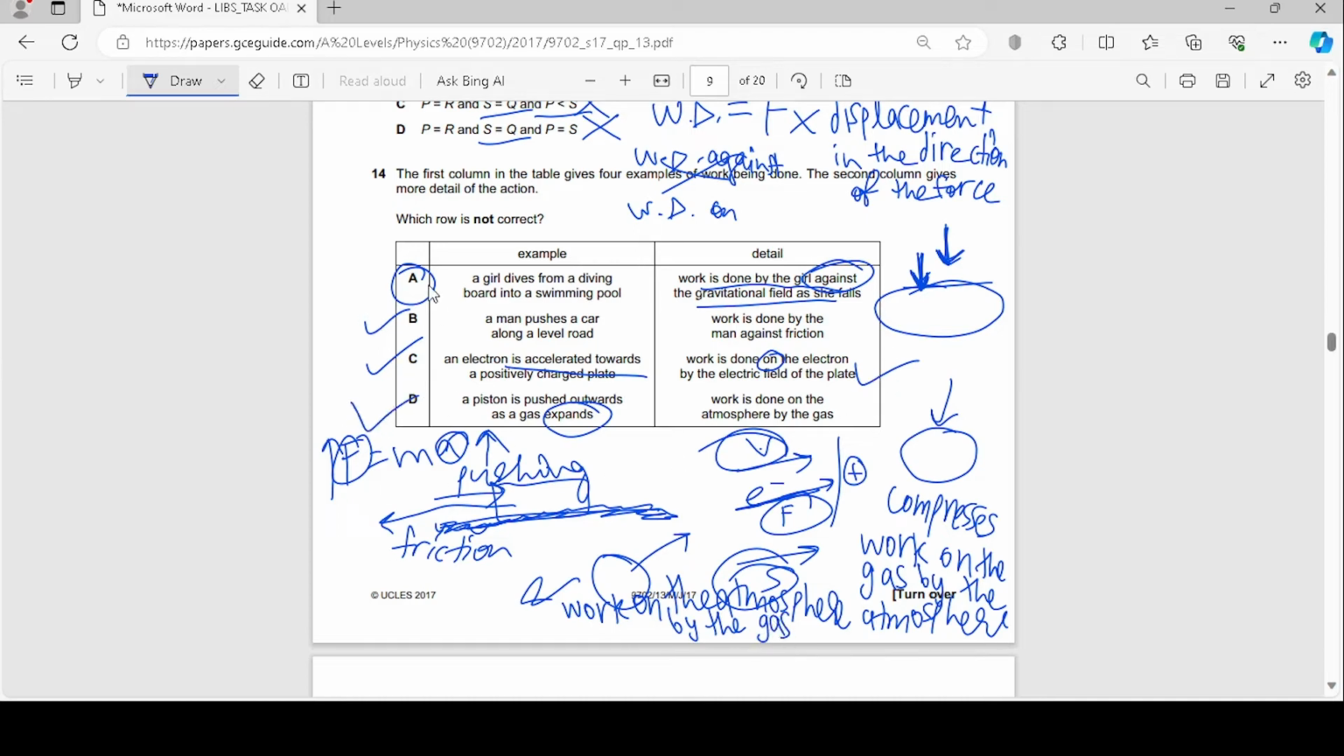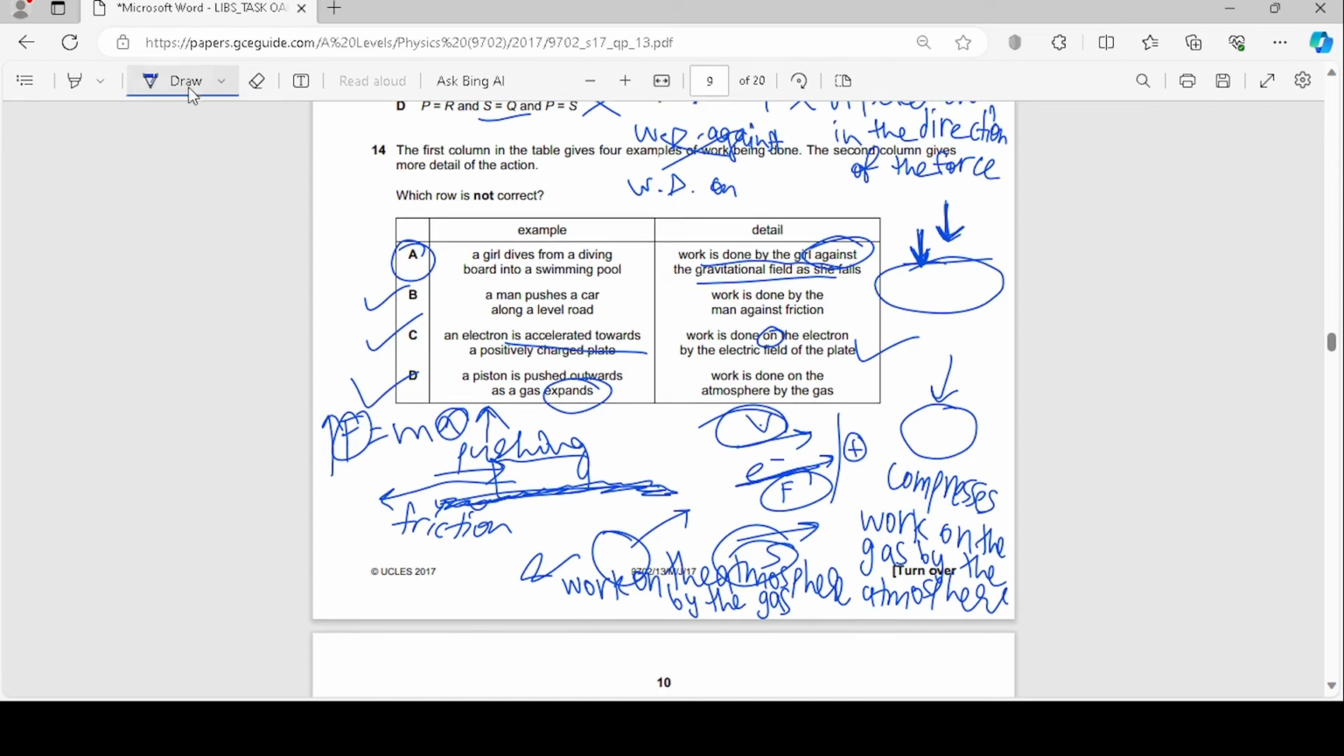So A is the one that is incorrect because the girl is going in the direction of the gravitational field, actually, right? So that's why. Yeah.